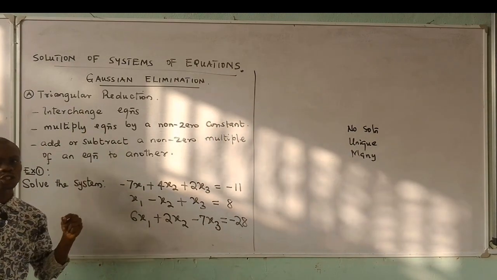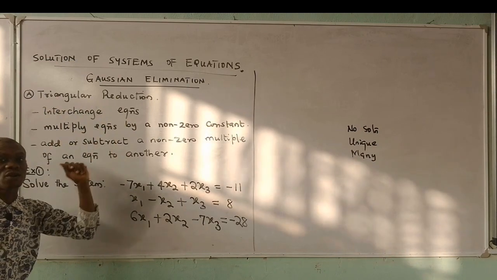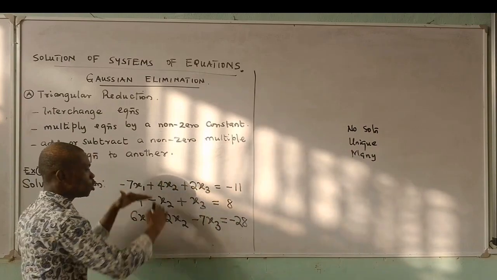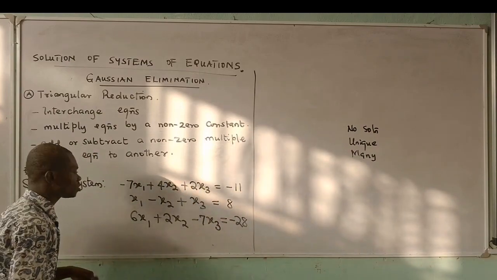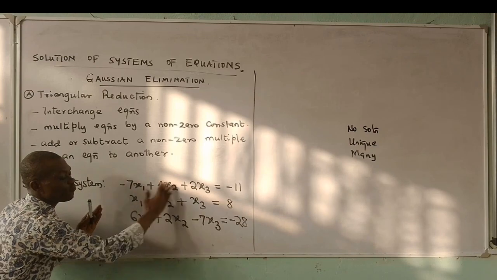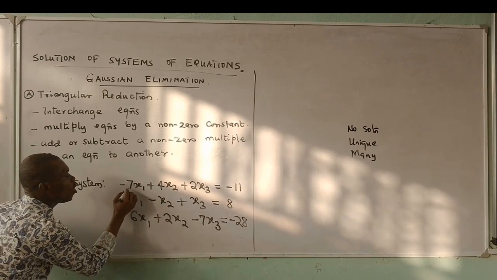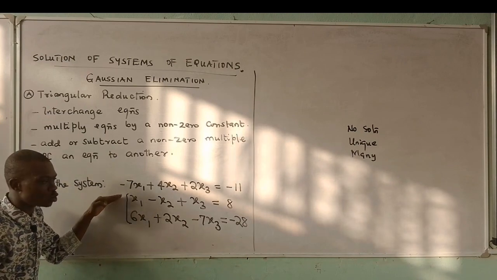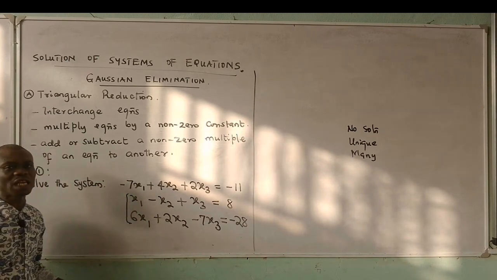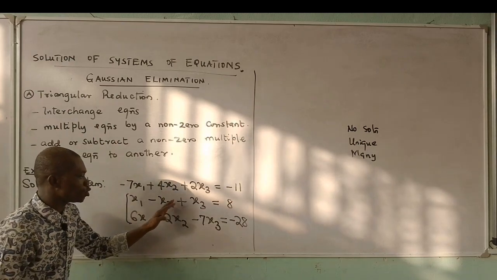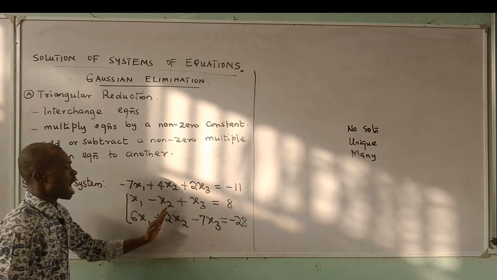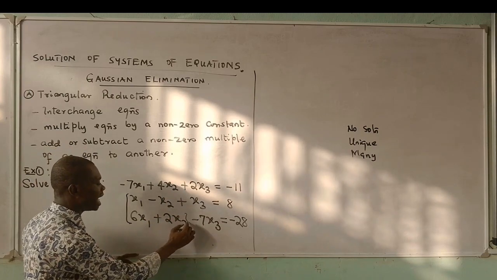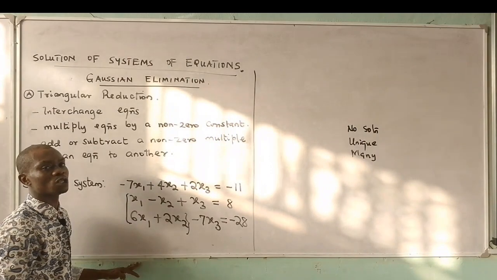Now with all of this in mind, let us know what you actually want to achieve when you're doing Gaussian elimination or triangular reduction. You want your system to be in triangular form. You don't want the block form. So for this system, I would like only equation 1 to have x1. That means in equation 2 and equation 3, I will eliminate x1. And then in the second column, I will allow only equation 2 to have x2. Then that means I will eliminate x2 in equation 3.